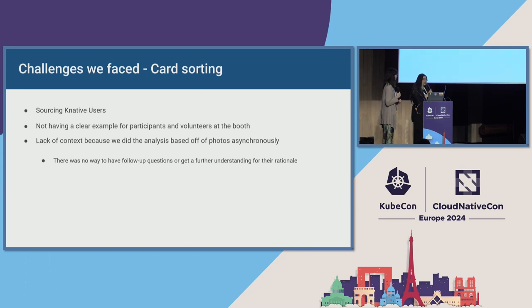So this was at the last KubeCon, and although we did get 25 participants, we're thinking that in the future it might be good to also have a digital version of this so that people that are international or people that aren't present at KubeCon physically could also be able to participate. So that's one way that we can actually improve our sample size.